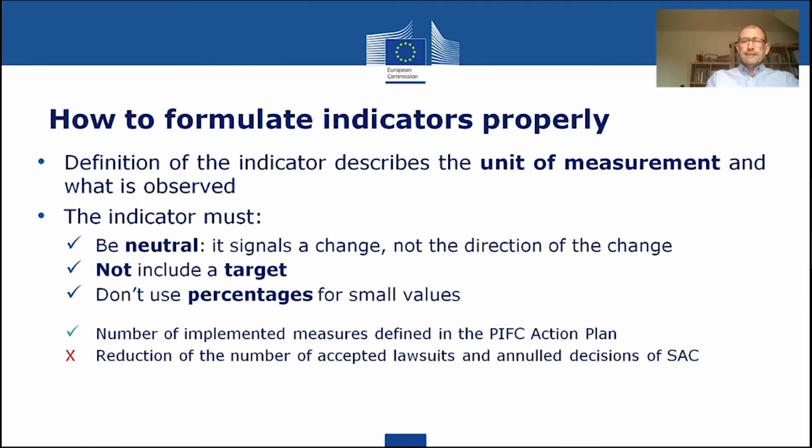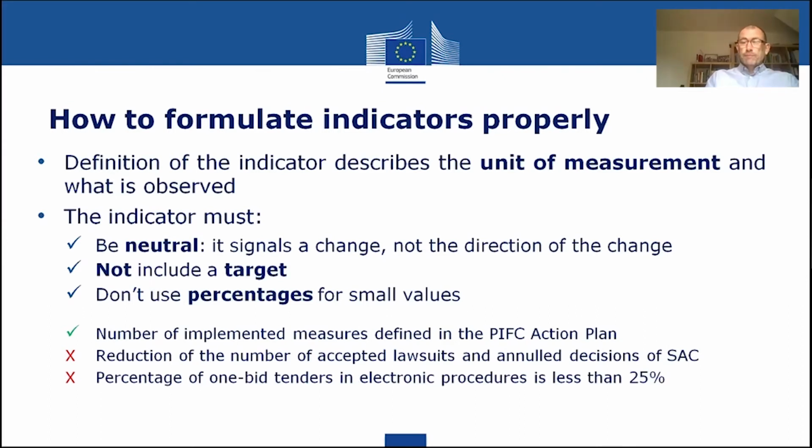So, for example, if there's a bad one: reduction of the number of accepted lawsuits and annulled decisions of the State Audit Commission. So there we say reduction in the number. So immediately we are infecting the definition with some kind of direction. Percentage of won-bidded tenders in electronic procedures is less than 25%. There again, we have a target included in the definition, and we don't want that.